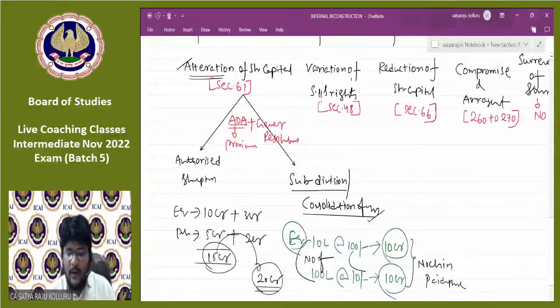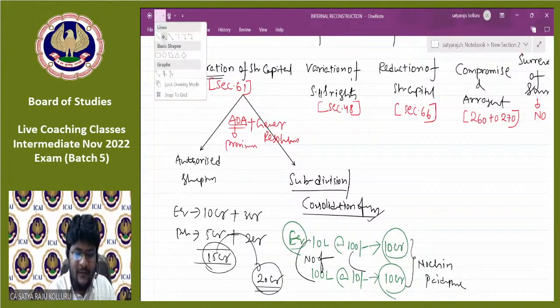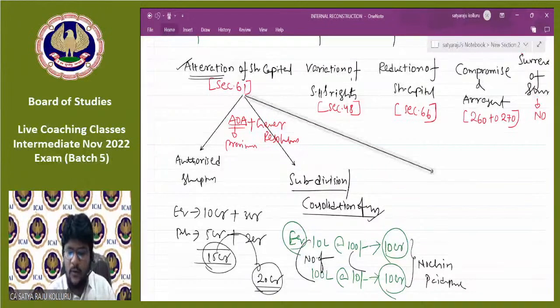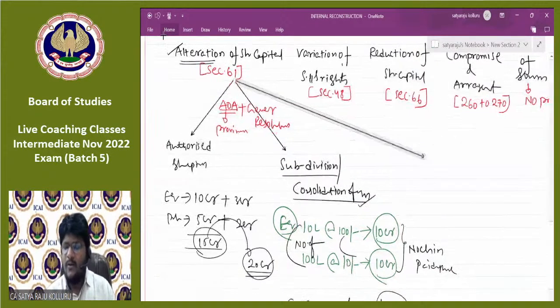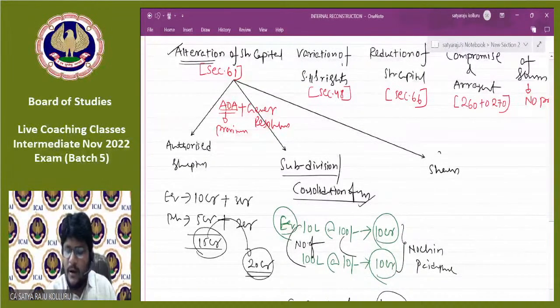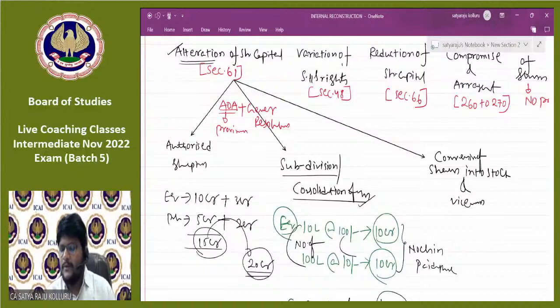So apart from alteration in authorized share capital and subdivision and consolidation of shares, conversion is also coming into the picture in case of alteration of share capital. What is the meaning of conversion, sir? That is conversion of shares into stock and vice versa. Vice versa means stock into shares as well.